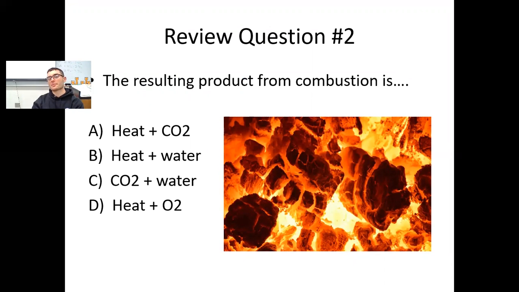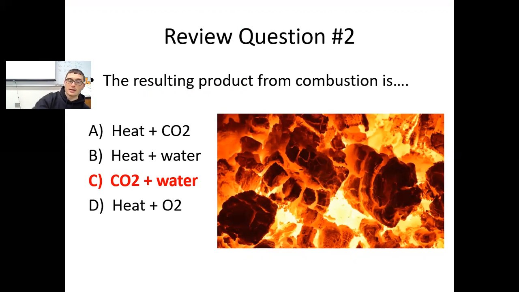What is the resulting product from combustion? What is the end result of combustion? Is it A, heat and CO2, B, heat and water, C, CO2 and water, or D, heat and oxygen? Again, think about what comes out of a car's tailpipe when it's burning gas, right? Well, you're going to have, to be specific, probably carbon dioxide, and you also sometimes have some liquid dripping out of that tailpipe. That liquid is water, guys. So the answer is C, CO2 and water.